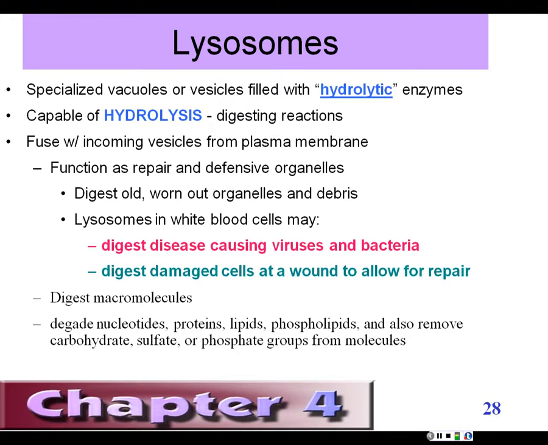This test will have chapters 4, 5, 6, and 7, because all that goes together. The cell and all the cell parts are 4, 5, 6, and 7. Two big things that we'll have are cell respiration and photosynthesis, and that's 6 and 7.